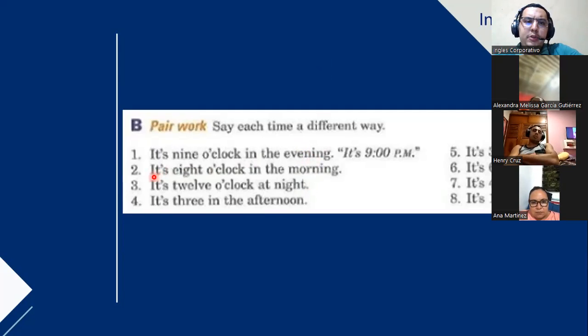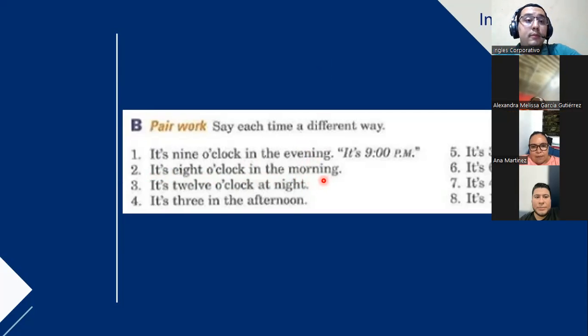Well, which other way can we say this one? It's 8 o'clock in the morning. It's 8 a.m. Okay, thank you, guys. Thank you to the ones who helped me. That's good. Let's see number 3. It's 12 o'clock at night. It's midnight. Remember, midnight and noon. The difference is noon and midnight. Remember, noon was during the day, and midnight was during the night, right?